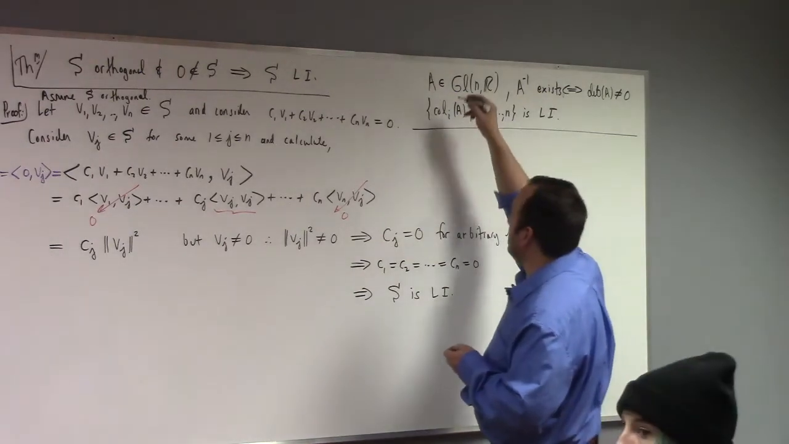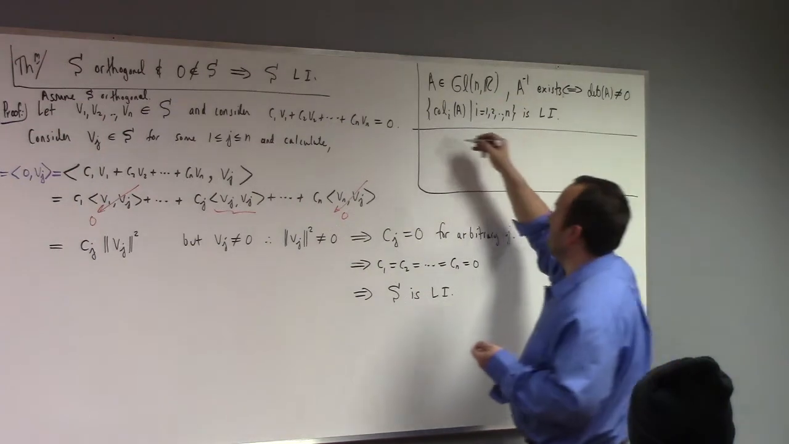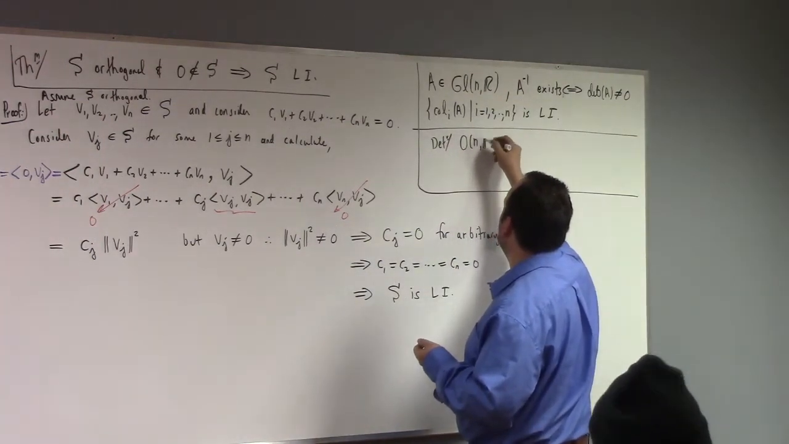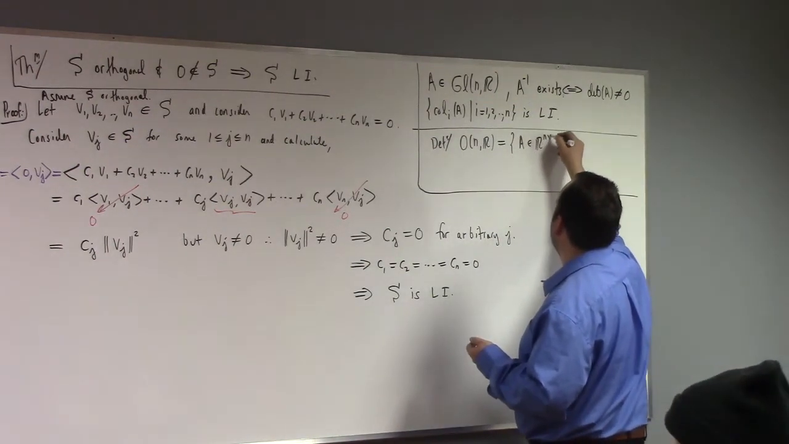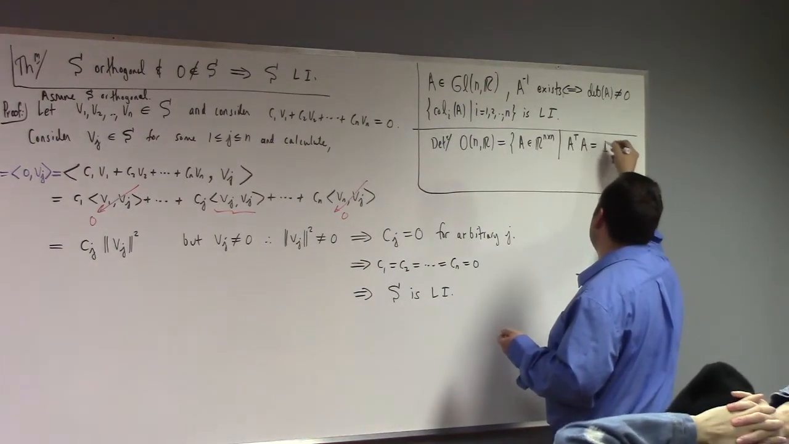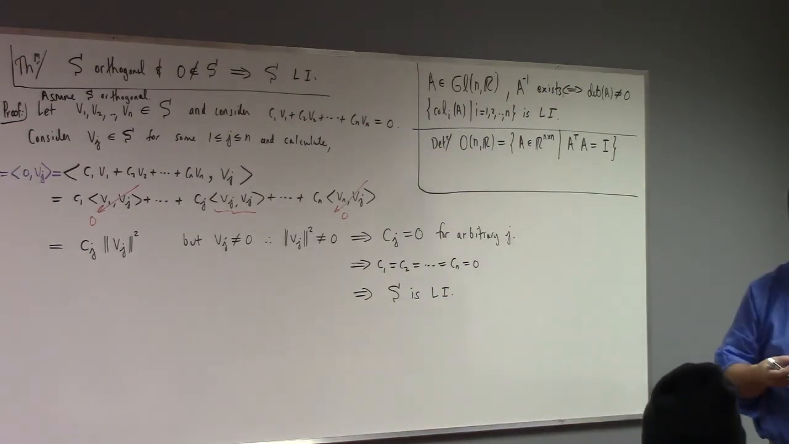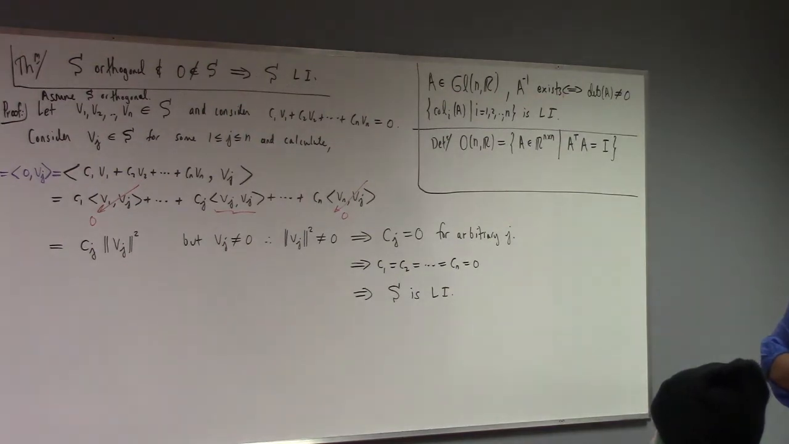So this is part of a larger discussion. I was not planning to say this right now, but since the question was asked, I'm going to say it. We will later define O(n), the set of A in R^(n by n) such that A transpose A equals the identity matrix. This is the so-called orthogonal group of n by n matrices. We can prove that the columns of an orthogonal matrix are orthonormal.